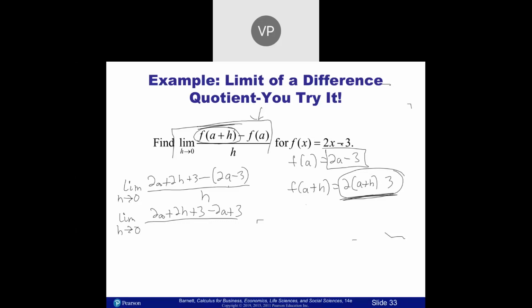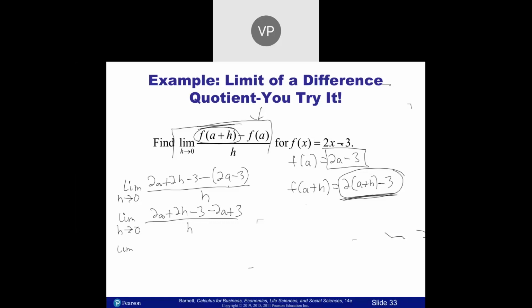Oh, sorry. Let me go back and fix. I messed up right here. That's supposed to be a minus 3. From the original function, that's supposed to be a minus, both of those. Okay, now we have it right.